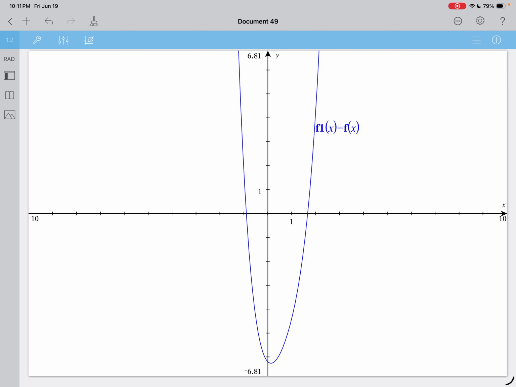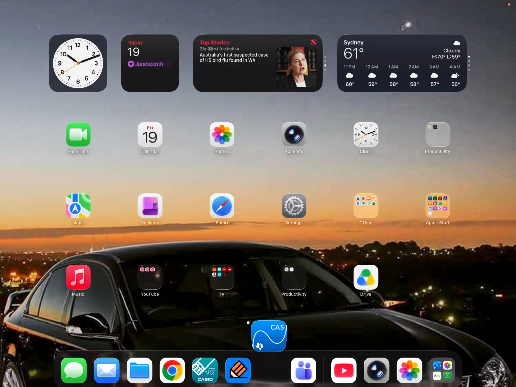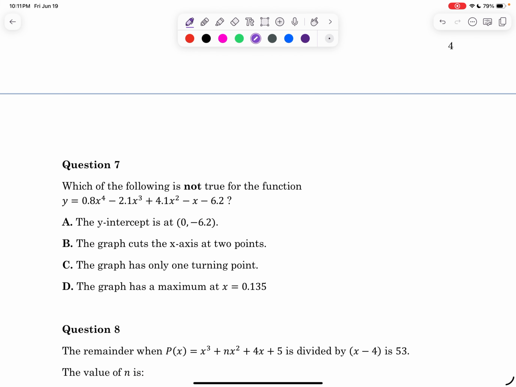Okay, so it's got 2 x-intercepts. What does the question ask? That's true, because if you sub in zero you get negative 6.2. It cuts the x-axis at 2 points, that's true. The graph has only one turning point, that's true. A maximum, that's not true.